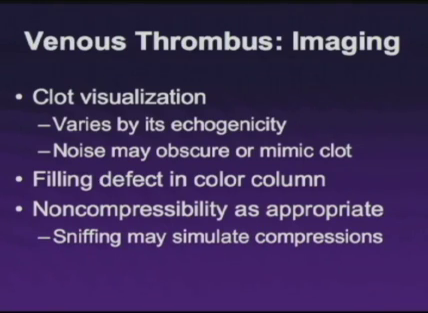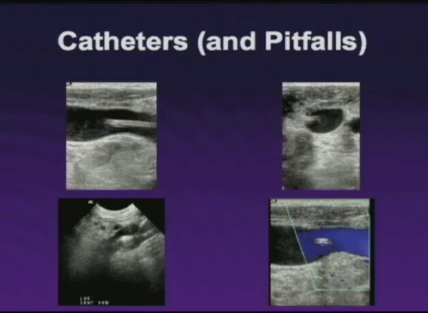As we've seen, noise may occur in the vein which can obscure or mimic clot. And so color becomes very important to identify thrombus as a filling defect in the color column. And in veins that are compressible, non-compressibility or sniffing may be helpful.